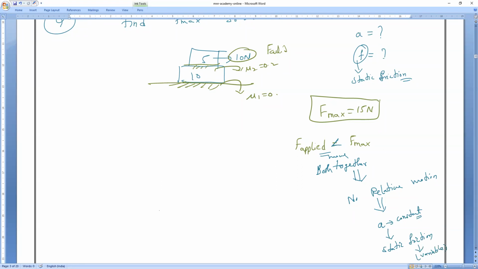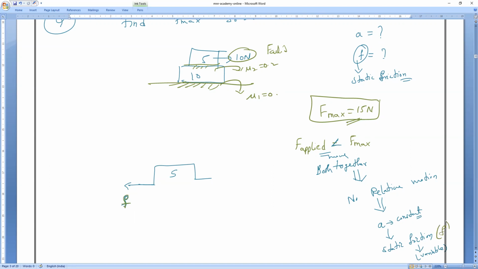Now draw the free body diagram for the 5 kg block. One force is F, the static friction now here, not limiting friction. Understand? We already found the limiting friction, the maximum, as 10. Am I right or wrong? We found that the applied force is less than the maximum force. So by that time which friction is acting, static friction or limiting friction? Static friction.